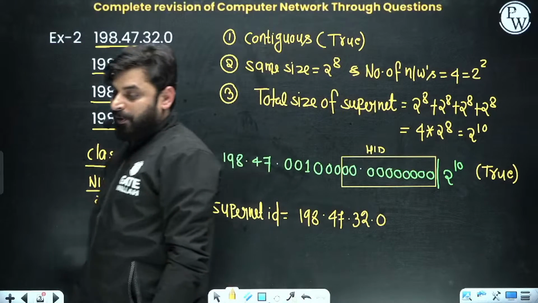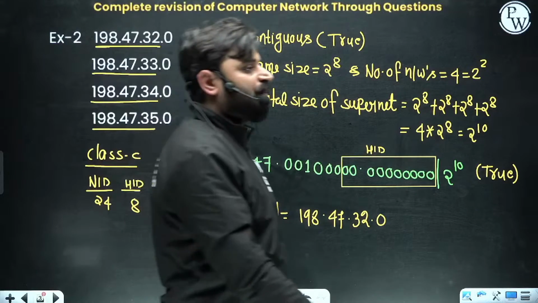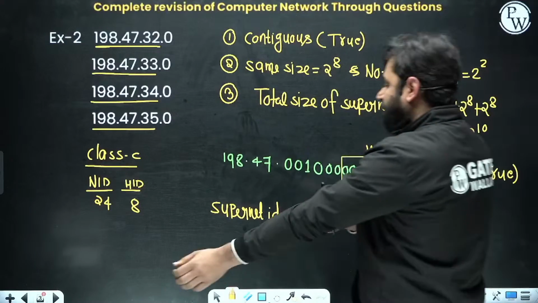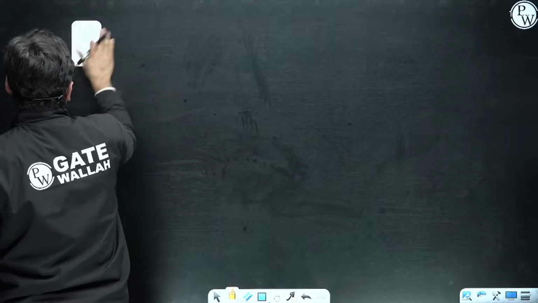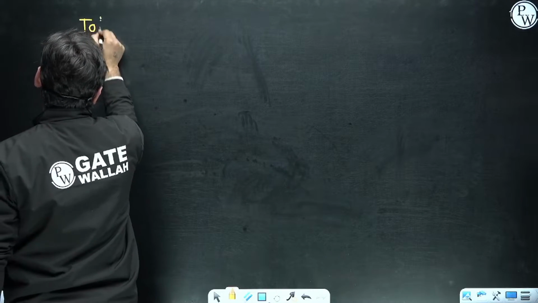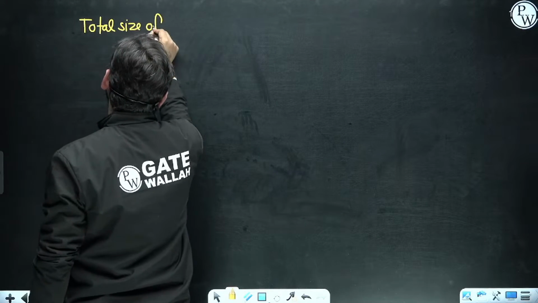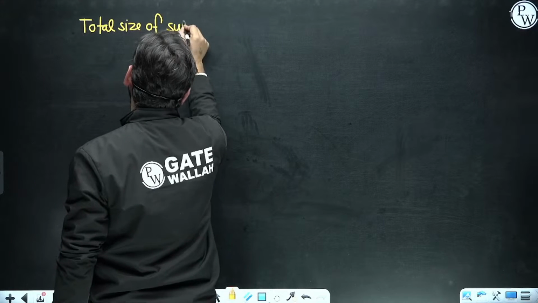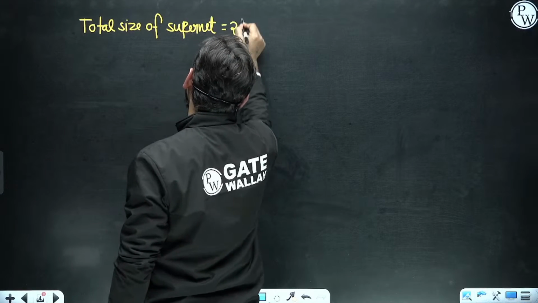How can we find the supernet mask? Can anyone tell me how we can find the supernet mask? We know one thing, the total size of the supernet. Total size of the supernet is nothing but 2 power 10.